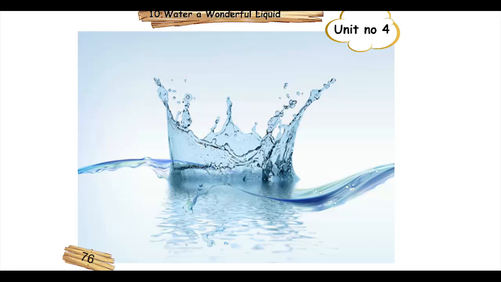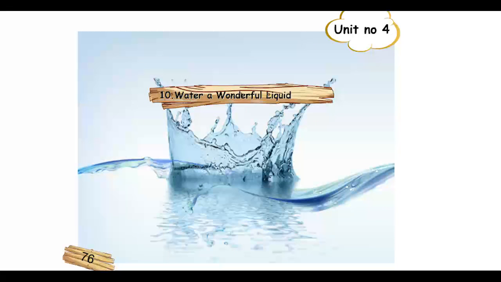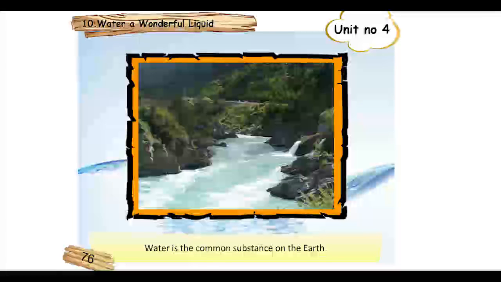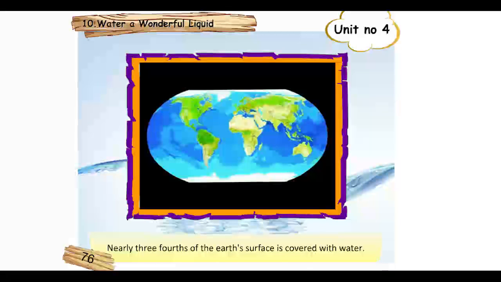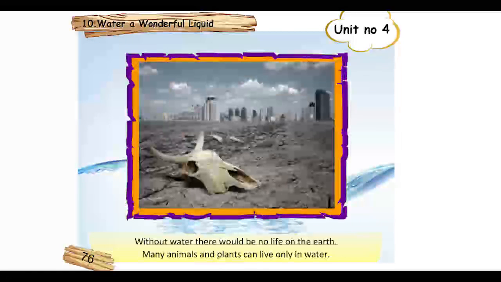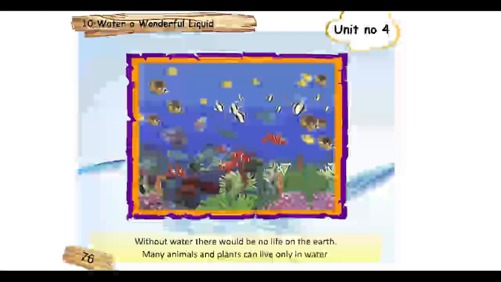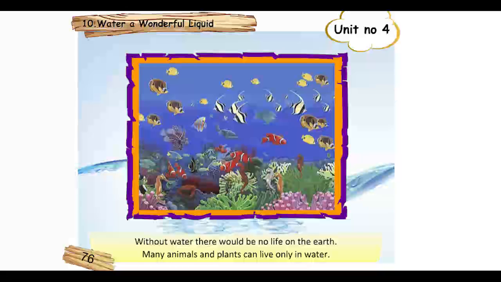Unit 4, Chapter 10. Water, a wonderful liquid. Water is the common substance on the earth. Nearly 3/4 of the earth's surface is covered with water. Without water, there would be no life on the earth. Many animals and plants can live only in water.